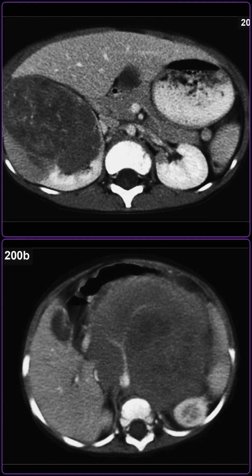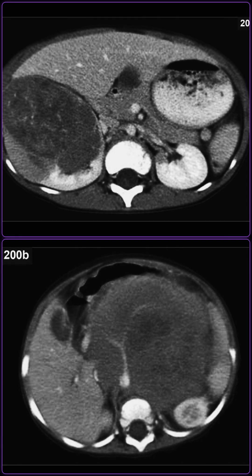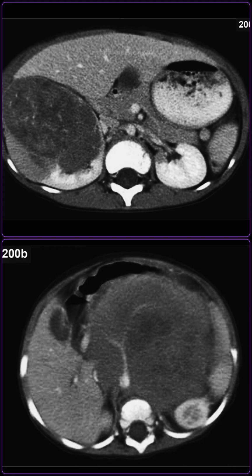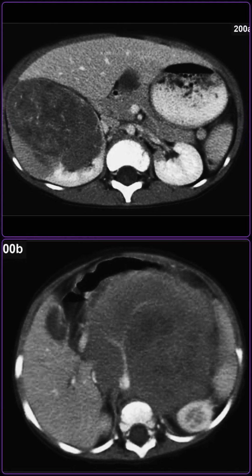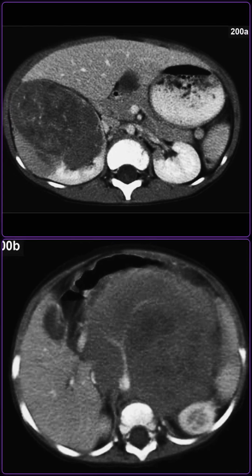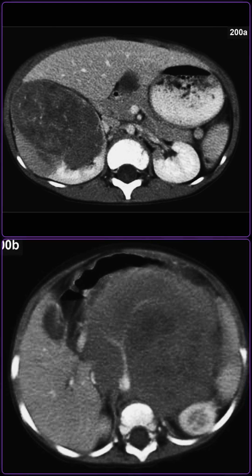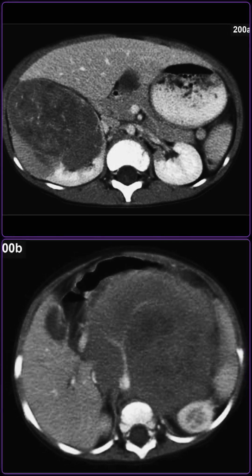Staging is determined surgically after nephrectomy in North America, whereas in Europe, preoperative chemotherapy is routinely administered first to shrink the tumor and reduce the risk of intraoperative rupture. How would you manage this patient as a radiologist?